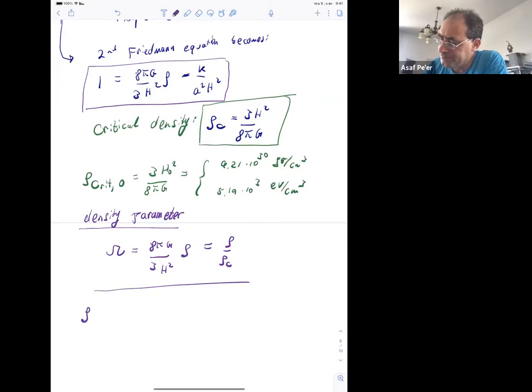But now let's see. If rho is smaller than rho critical, what does it mean about omega? If rho is smaller than the critical density. By the way, I ask all of you to open up your cameras. I much more enjoy watching your faces than watching the black screen. What does it mean about omega if rho is smaller than rho critical?